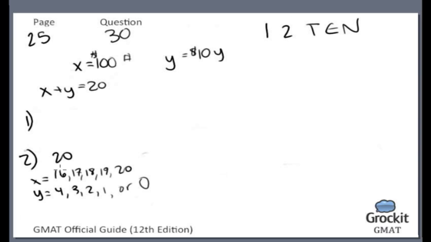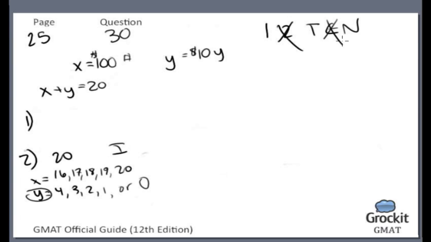So statement 2 narrows it down for us, but it's not enough to determine the value of Y. So statement 2 on its own is insufficient. We can cross off two, and we can cross off either one being sufficient. Statement one's more interesting, and it gives us a little bit more to go on.